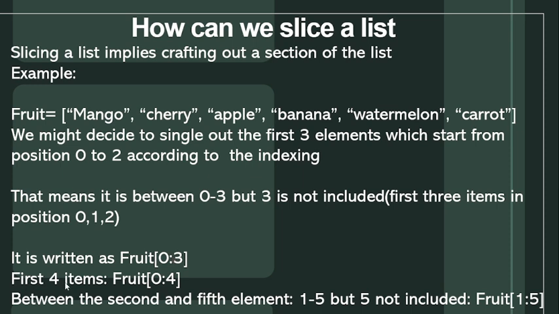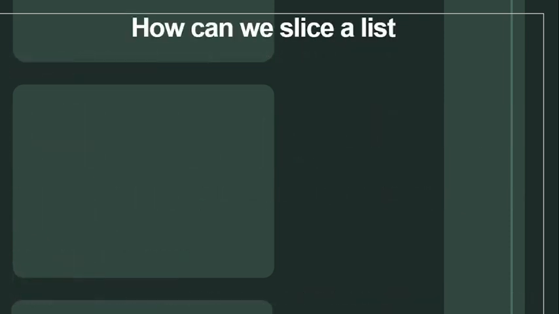So the first 4 items will be between 0 and position 4, but 4 will not be included. Between the second and the 5th element will be what? Between 1 and 5, which means you will not include 5. Just like in Excel, you put a colon. The colon means a range from one starting point to the other. Okay, so that is how slicing works in Python.